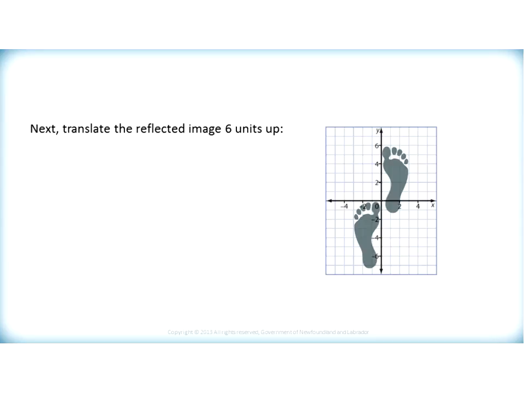The next thing I'm going to want to do is translate the reflected image 6 units up. Remember, I started at the x-axis right here, and to get my right foot up I went 1 unit, 2 units, 3 units, 4 units, 5 units, 6 units up. So I've translated my entire reflected image 6 units upwards from where I started, which was at the x-axis.